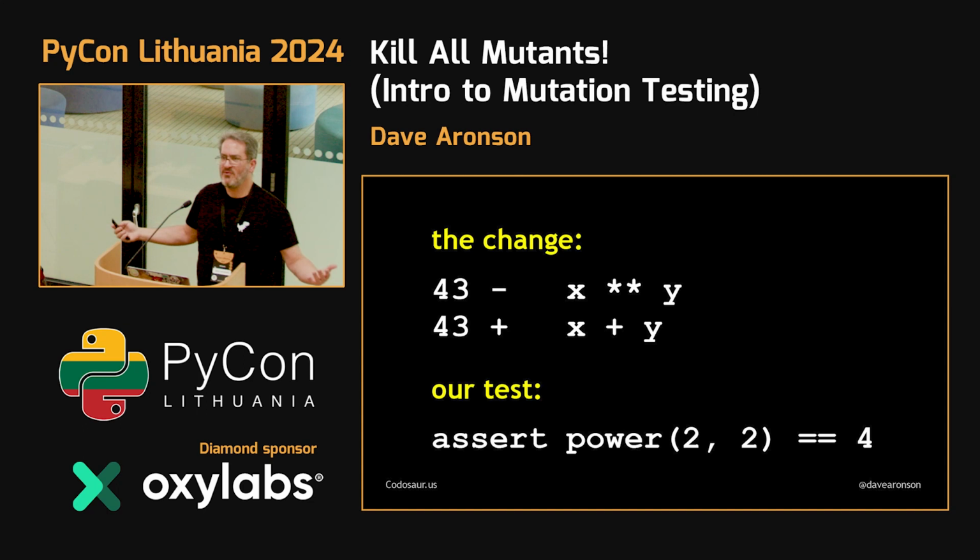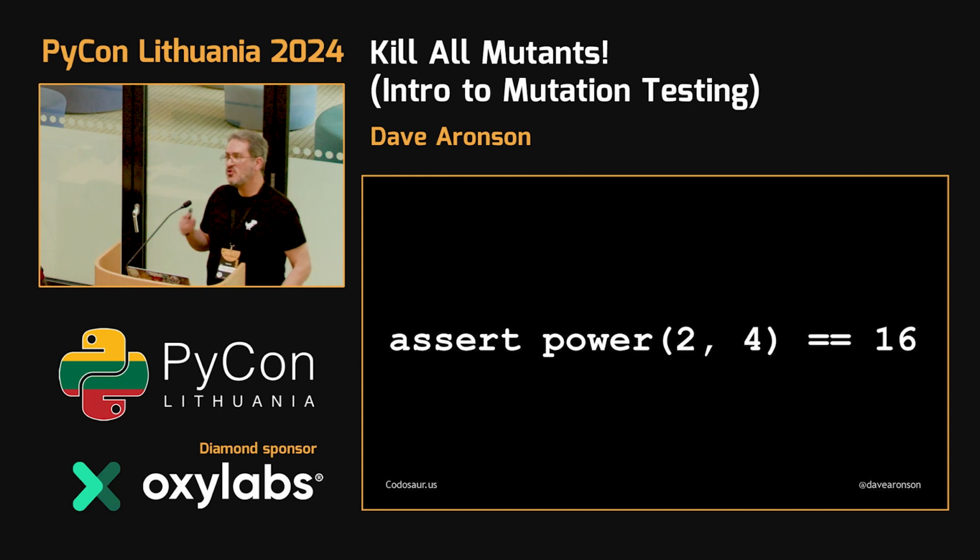So how can we kill this mutant? In other words, make at least one test fail when run against the mutant that would pass when run against the original code. To do that, we need to make at least one test use inputs such that x plus y is different from x to the y. There's lots of ways we could do that, such as asserting that 2 to the 4th power is 16. All the mutants that our original test killed, this would still kill. But also, 2 plus 4 is 6, not 16. So this kills the plus mutant.